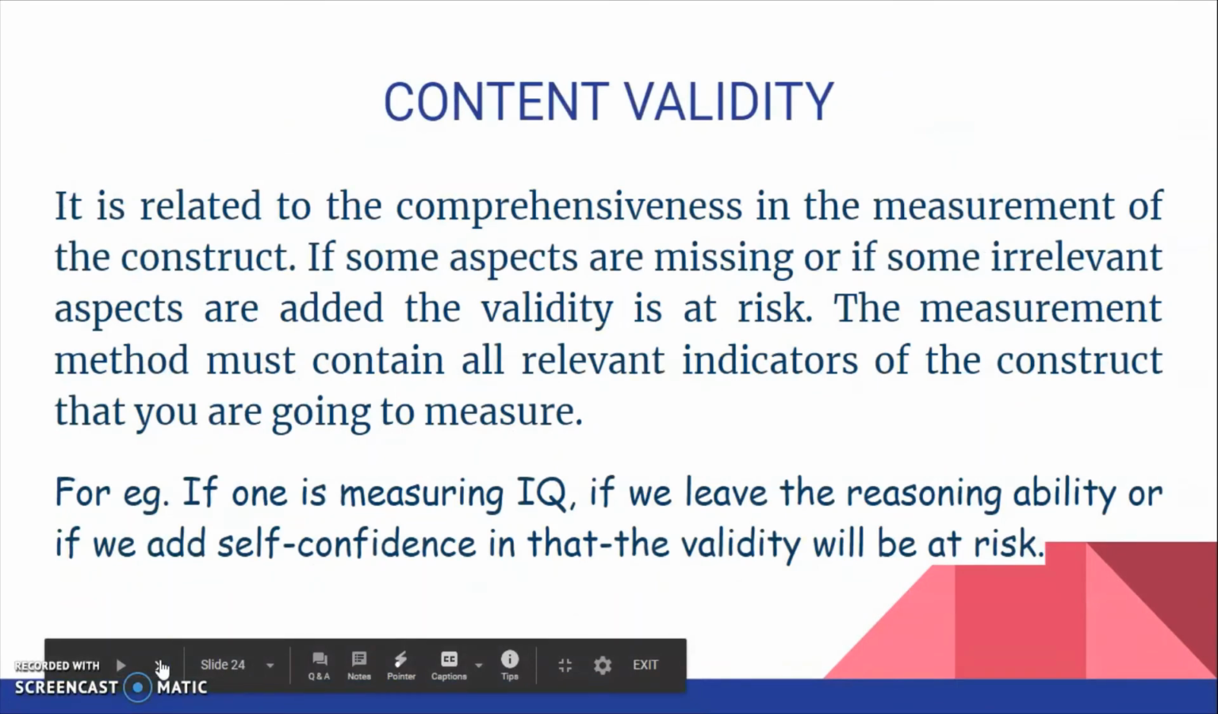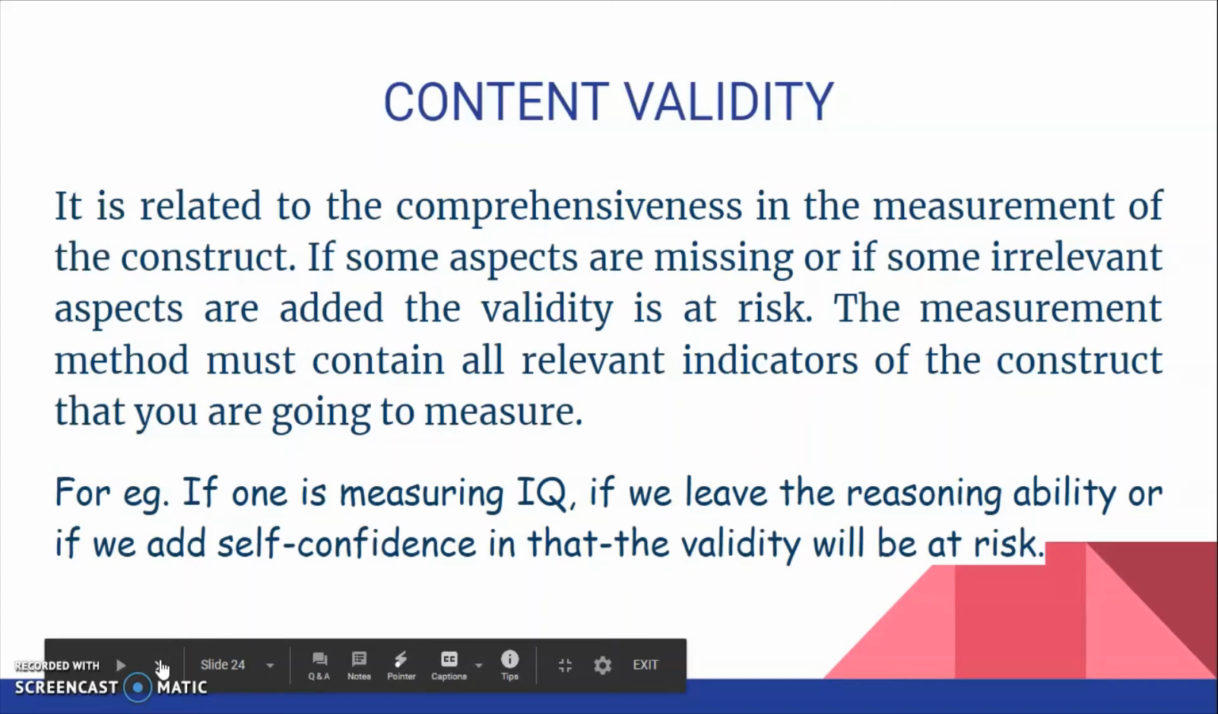And then we move on to the content validity. It is related to the comprehensiveness in the measurement of the construct. If some aspects are missing or if some irrelevant aspects are added, the validity is at risk. The measurement method must contain all relevant indicators of the construct that you are going to measure.